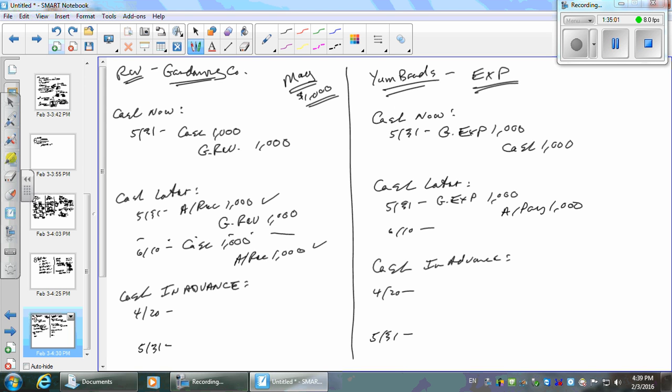Okay, what happens on June 10th with the cash later? We pay for it. What goes away because we paid for it? Accounts payable, debit. Oh, and what do we pay it with? Cash. And look at this. That accounts payable cancels, doesn't it? What's left? Debit gardening expense, and credit cash. That's what happened.